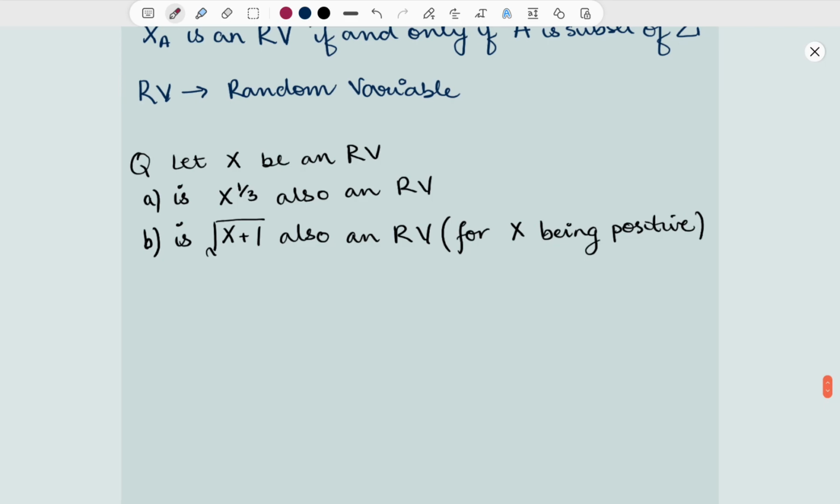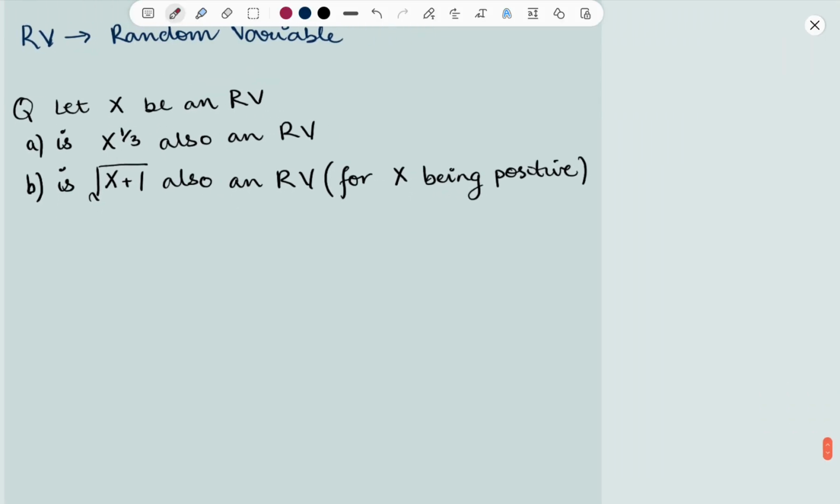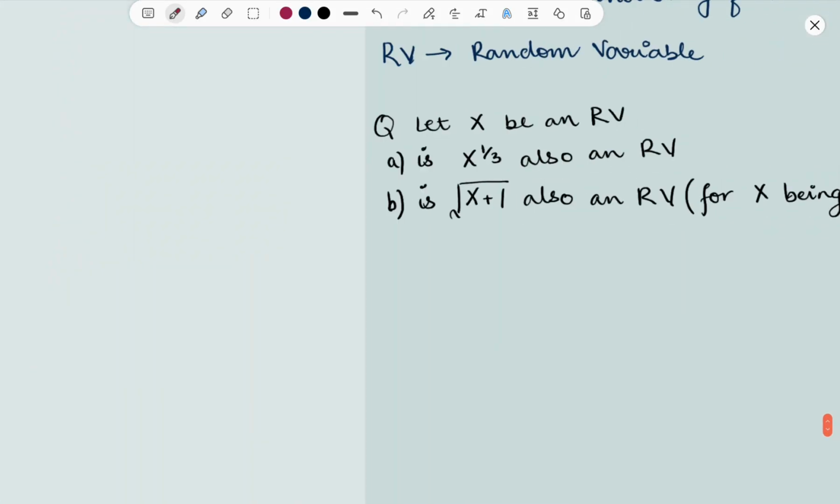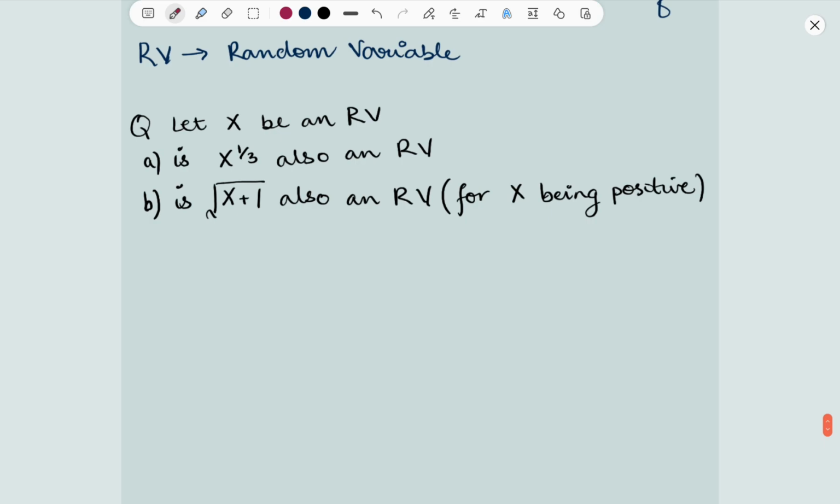So let us just start with the question. This will allow you to understand. Now let x be a random variable. We have to find, is x raised to power 1 by 3 also a random variable? Yeah, by the definition we said omega such that x(omega) is less than x.